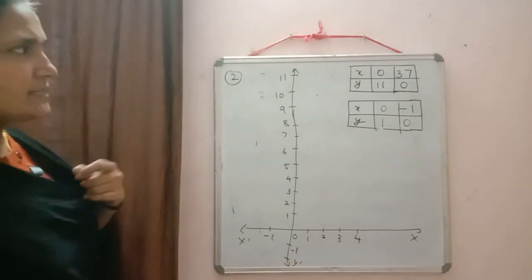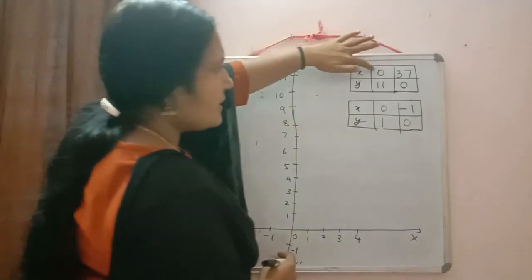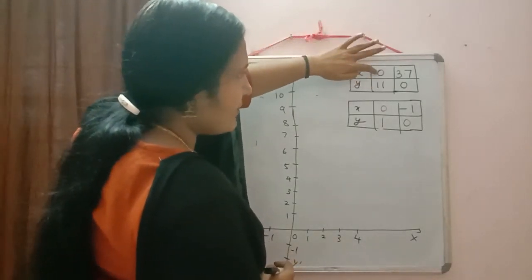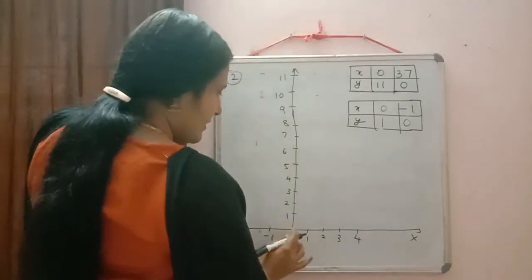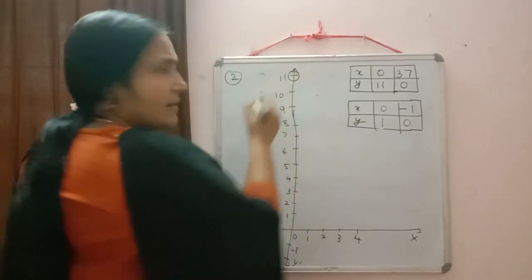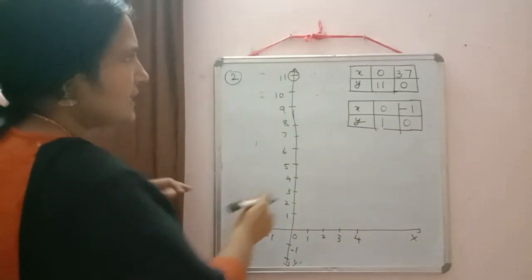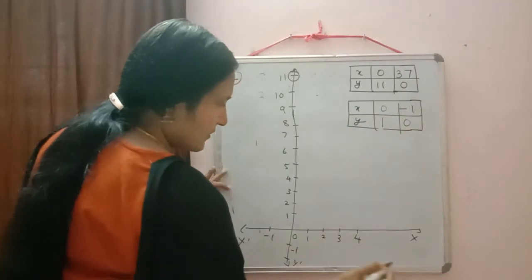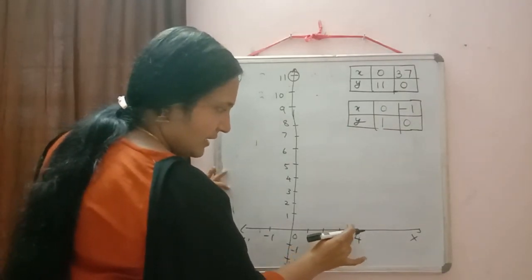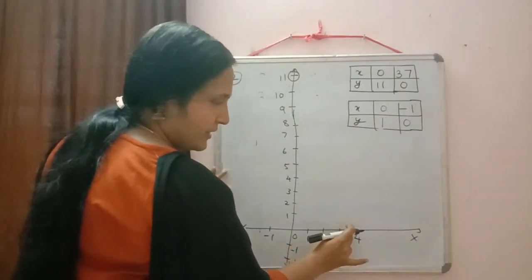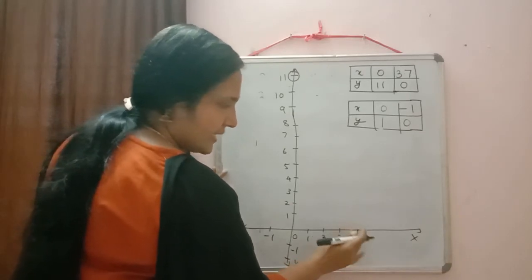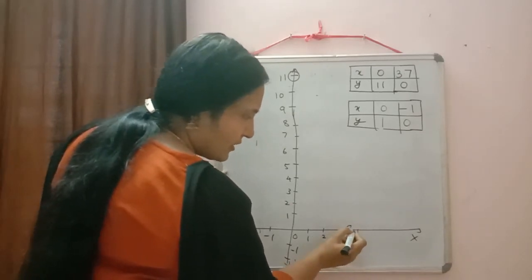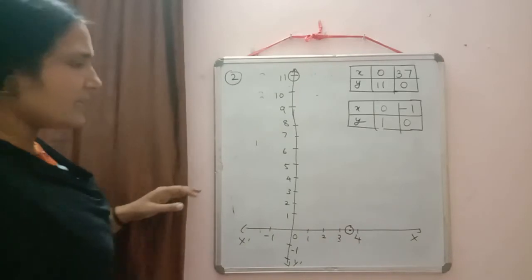So now we can check, the first one is X coordinate 0 and Y coordinate is 11. So 0, 11 will be here. And next is 3.7, 0. After 3, the middle one will be equal to 3.5. The next line 3.6, then 3.7. So somewhat it will be here. In the graph it will be clear to you.